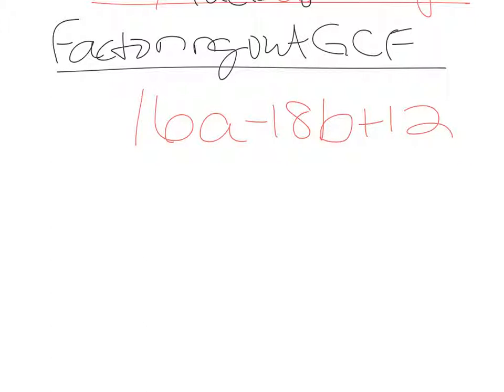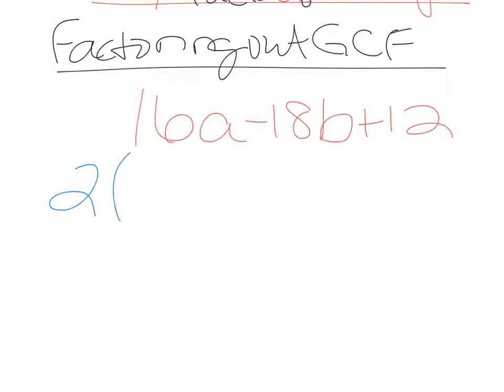So I have three terms. I'm going to look at my three terms and ask myself, what is the greatest common factor between 16a, 18b, and 12? Some may be easier than others, but they don't have a whole lot in common. The only thing they actually have in common is a 2. So you're going to find the greatest common factor and write that down first. Once you find the greatest common factor, you're going to open a set of parentheses.